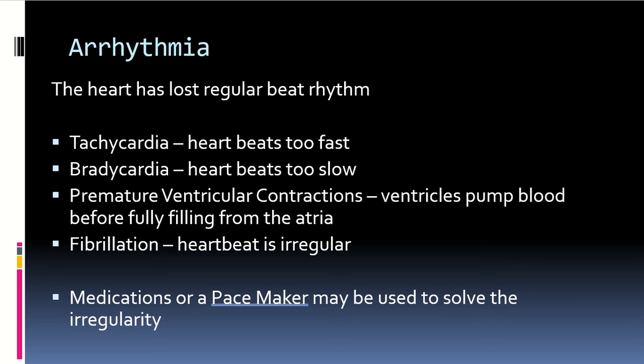And then another form of arrhythmia is fibrillation, which is basically when the heartbeat is irregular. So instead of being some consistent beat, whether consistently too slow or consistently too fast, it might be beating to some rhythm and then skip a beat, or change its rhythm and then go back to something else. It's basically just not a consistent beat. And, well, medications or a pacemaker can help solve the irregularities.